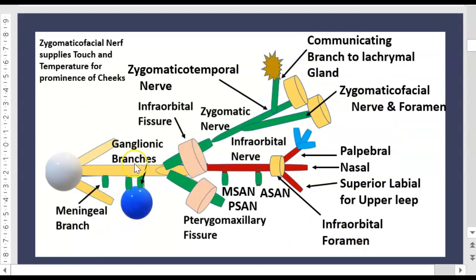From the main branch of the maxillary nerve, there is a zygomatic branch coming from the inferior orbital fissure, and the zygomatic branch gives two branches, the zygomaticofacial nerve and the zygomaticotemporal nerve. The zygomaticofacial nerve exits in the zygomaticofacial foramen. And the zygomaticotemporal nerve gives a communicating branch to the lacrimal gland.